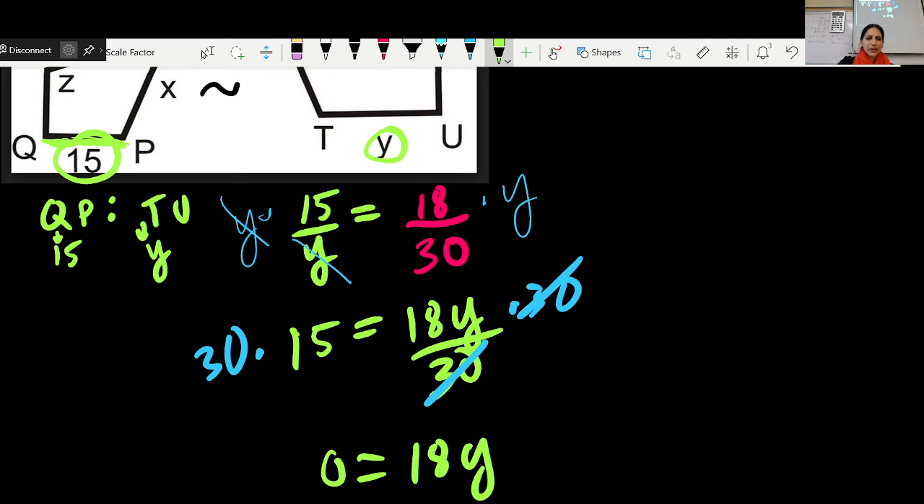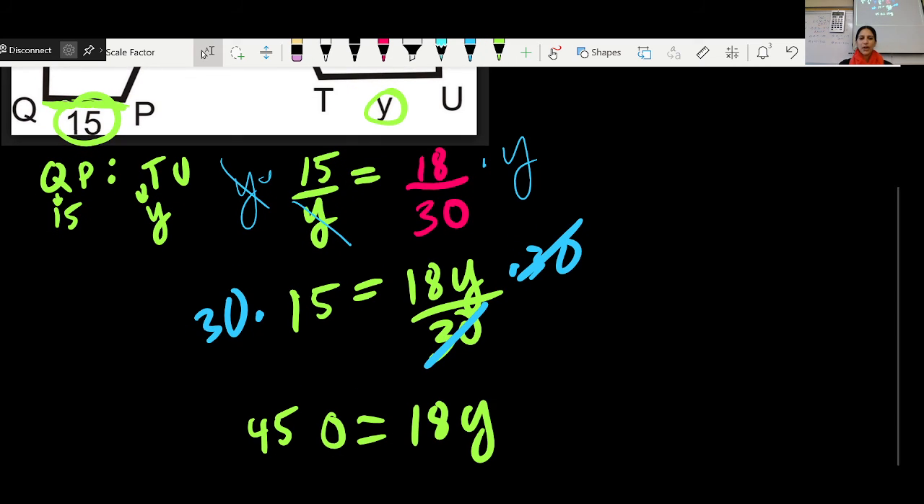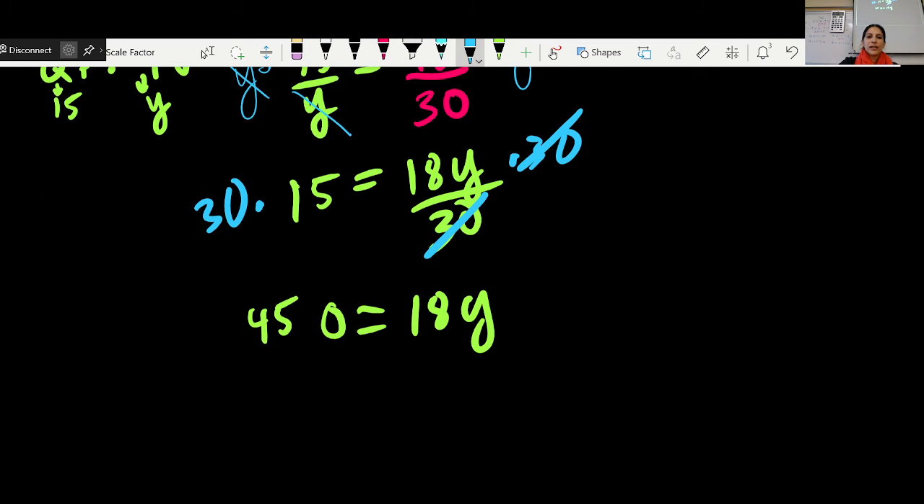I'm going to put a 0 at the end, but basically what's 15 times 3 if we just use our mental math skills? 15 plus 15 plus 15, or 15 times 3, what is that? Yeah, so we end up getting 450 equals 18y. Is everybody good so far? Okay, and then we want the y by itself, so what's our next move according to our algebra skills? Yep. Divide by 18.